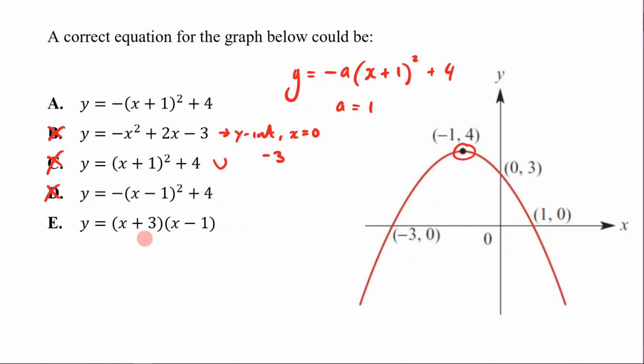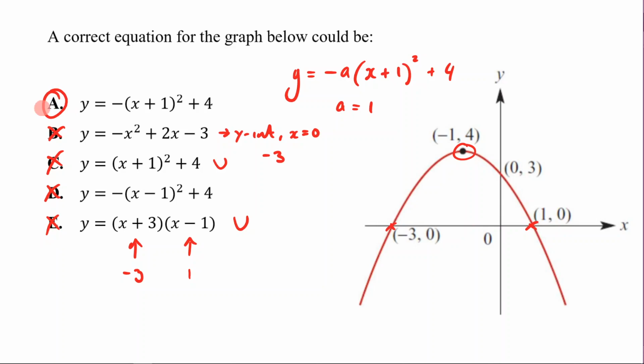This one, as you can see, this is telling me that I have an x-intercept at negative 3, and this is telling me I have an x-intercept at 1. So look, that looks pretty good. So why is E wrong? Well, it's because I don't have a negative in front of it, which means it's up. I have a positive x and a positive x, which will be x squared. It's not negative x squared. So that means this is bad. So that means A is the correct answer there.